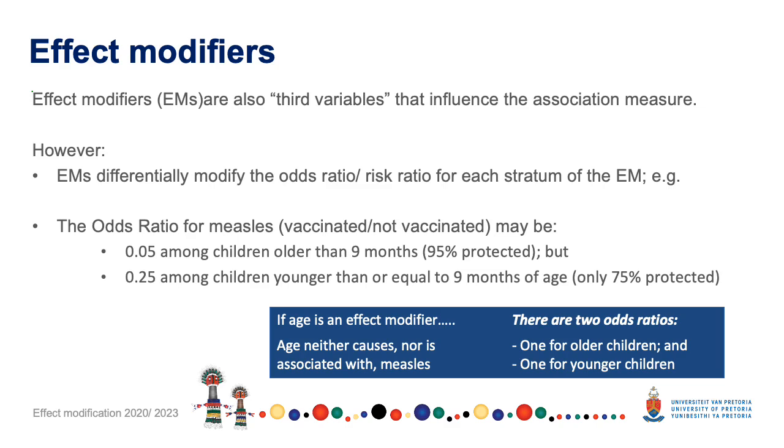An example might be measles vaccination in children. If the vaccination is done in children who are older than 9 months of age, we get 95% protection. But if we do the vaccination in children who are younger than 9 months of age, we only get 75% protection. So this corresponds to odds ratios of 0.05 and 0.25. So you see the odds ratios are different depending on the age group.